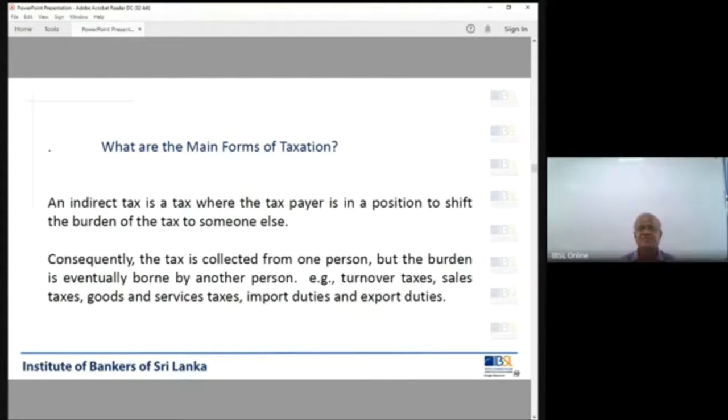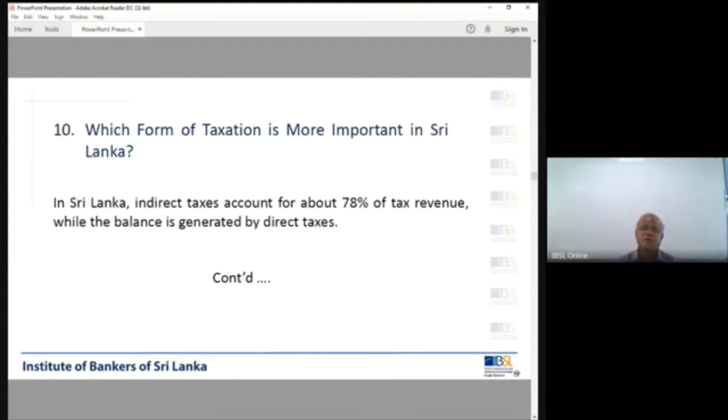Right. Direct versus indirect. Direct taxes: the tax burden cannot be passed on to another individual. Indirect taxes: the tax burden can be passed on to another individual or group of individuals by way of increasing or decreasing prices. Which form of taxation is more important in Sri Lanka? In Sri Lanka, indirect taxes.